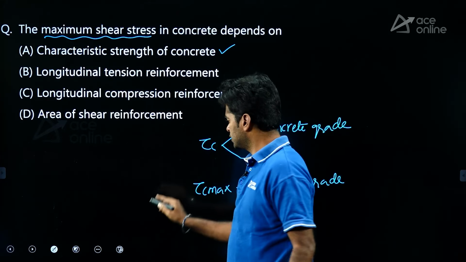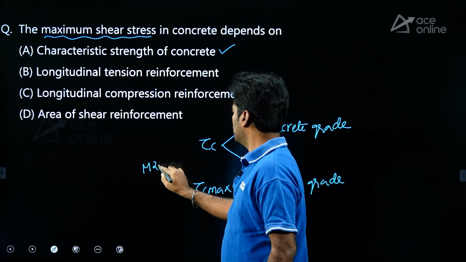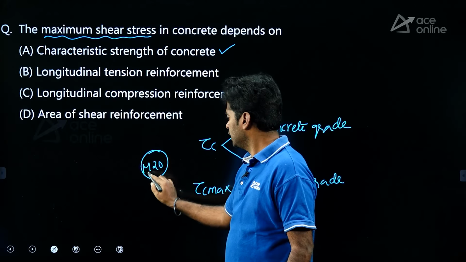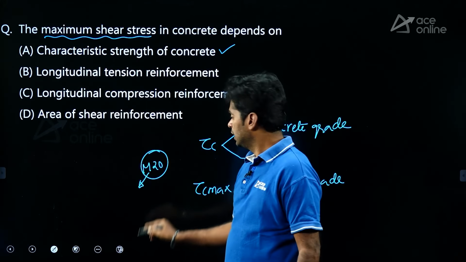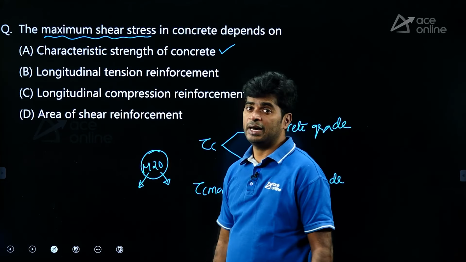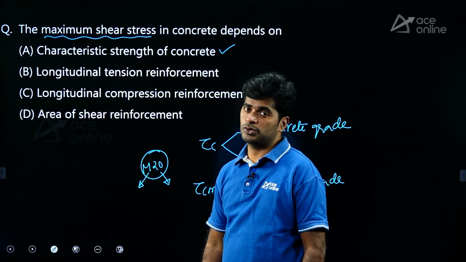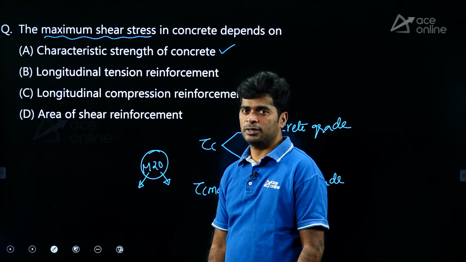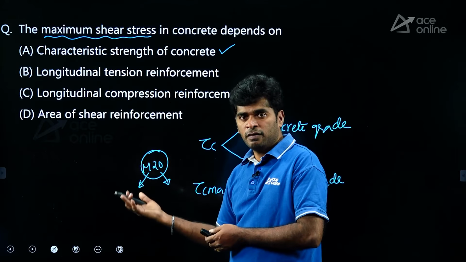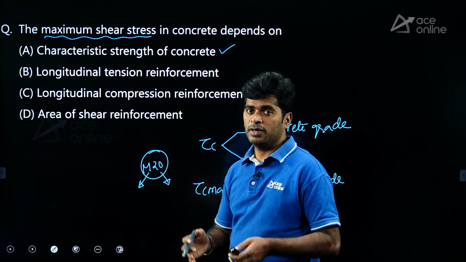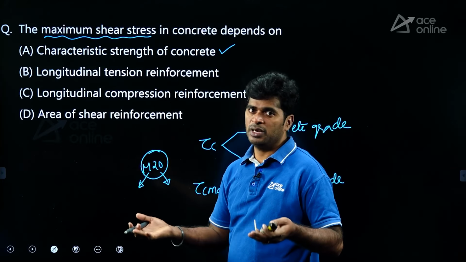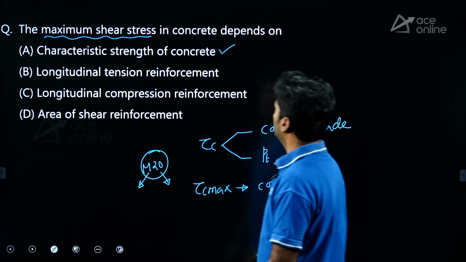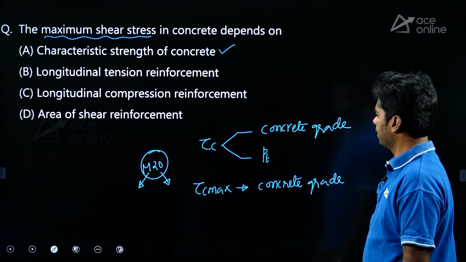Suppose M20 grade of concrete is there. For this M20 grade of concrete, M refers to mix, and that number refers to the characteristic cube compressive strength of concrete. Simply we call it characteristic strength of concrete. Here instead of giving grade of concrete, they have given characteristic strength of concrete, meaning one and the same. So option A is correct. Then moving to the next question.